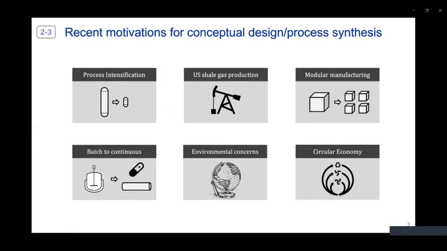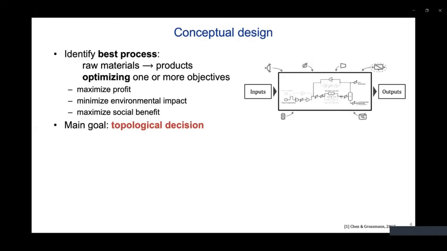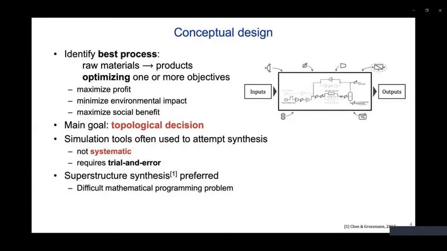When we talk about conceptual design, what we really want to do is identify the best process for converting raw materials into products. It could be different objectives: maximizing profit, minimizing environmental impact, or maximizing social benefit. But the main goal at the end is to find the topology, in other words the structure, of a given flow sheet. What has been done in the past is typically to rely on simulation tools like Aspen, PRO/II, or gPROMS. But the main problem is that they're really meant to do simulation. So you postulate the flow sheet, you do the analysis, and then you make some changes by trial and error. What we'd like to do here is provide a more systematic approach for process synthesis.